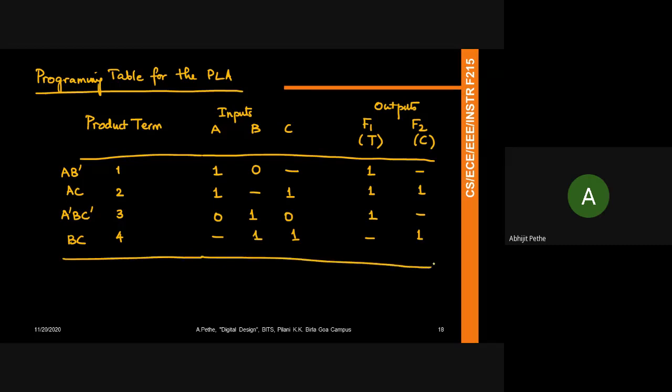So for the programming table, what you need to identify is what are all the product terms you need to generate. Identify how to generate these product terms by either taking the true value of the input or the complement value of the input. And then how do you generate the outputs? So always remember it's an AND first and then an OR. Right? So it's normally the sum of products form of the expression that you're using. Okay.